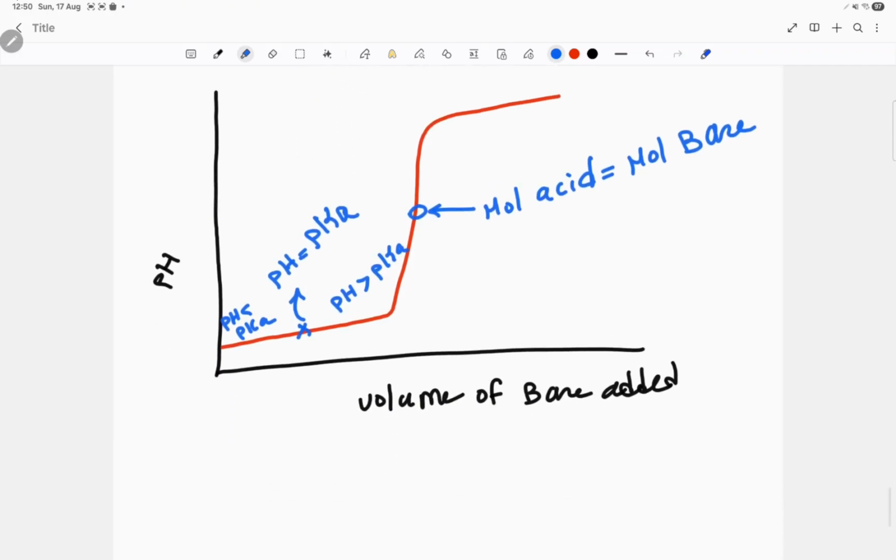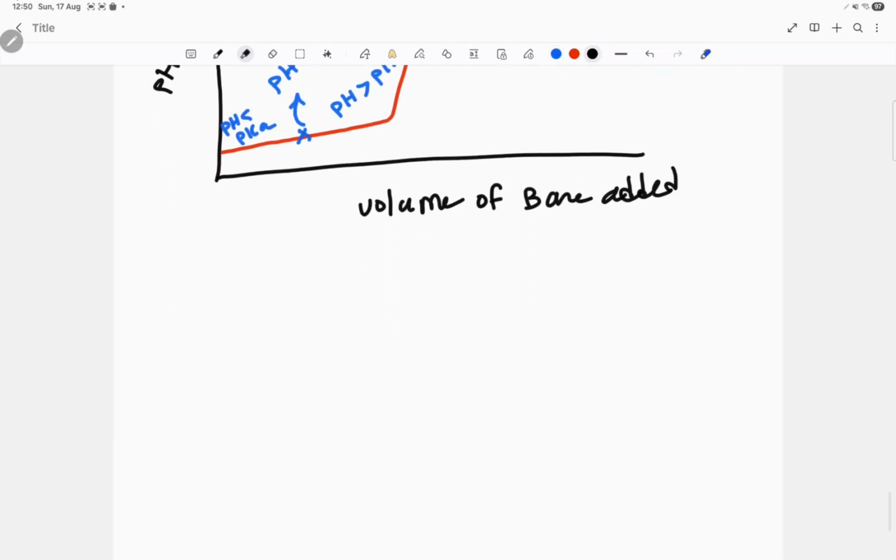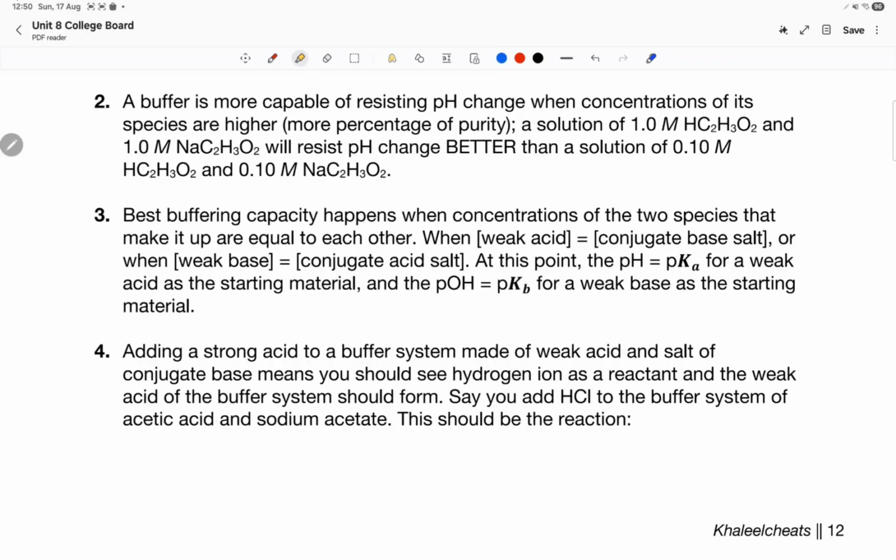Let's do some math. Actually, before the math part, if we're dealing with a weak acid and a conjugate base, the best buffering point is when the pH is equal to the pKa. Okay? Which is the same thing as having the same concentration, right? Yeah, so when the concentrations of them are the same, pH is equal to pKa.